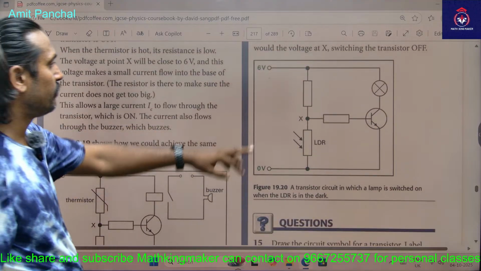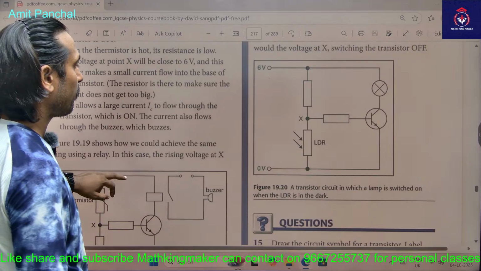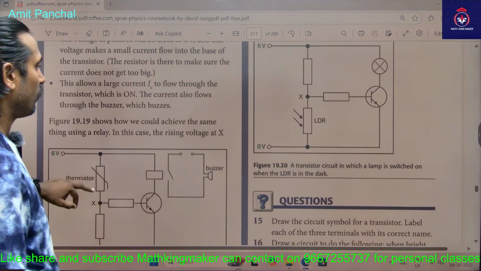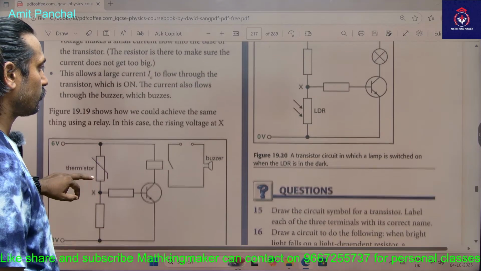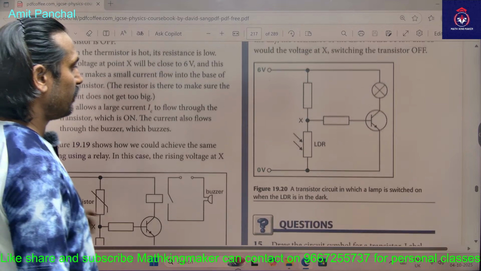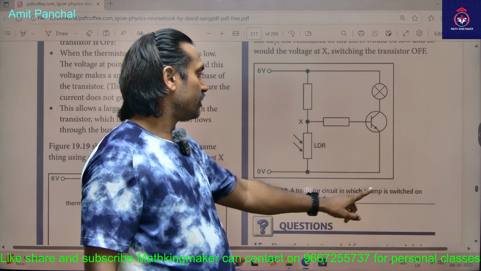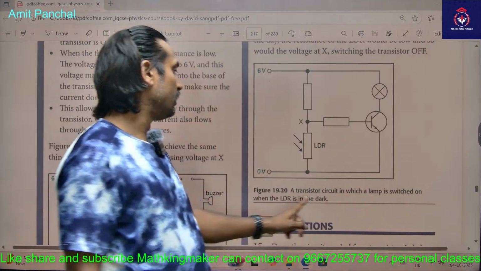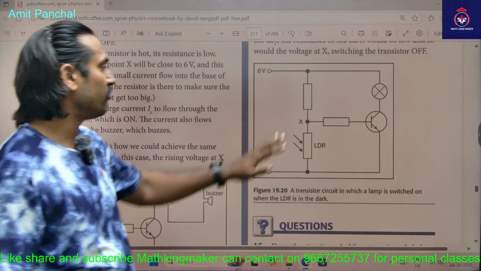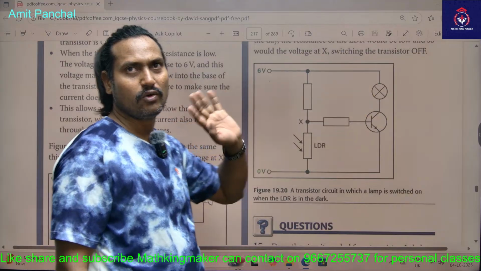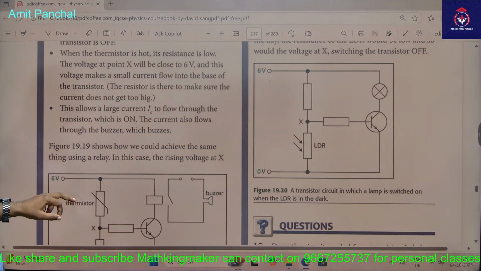So that is an example: a transistor circuit in which a lamp is switched on when the LDR is in the dark. So as you have dark, the light will be on.